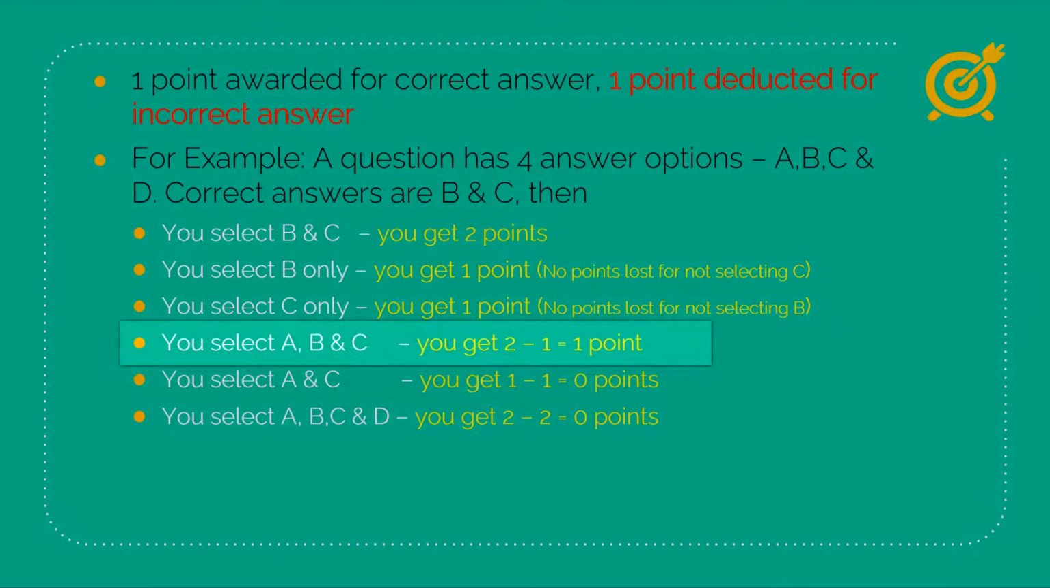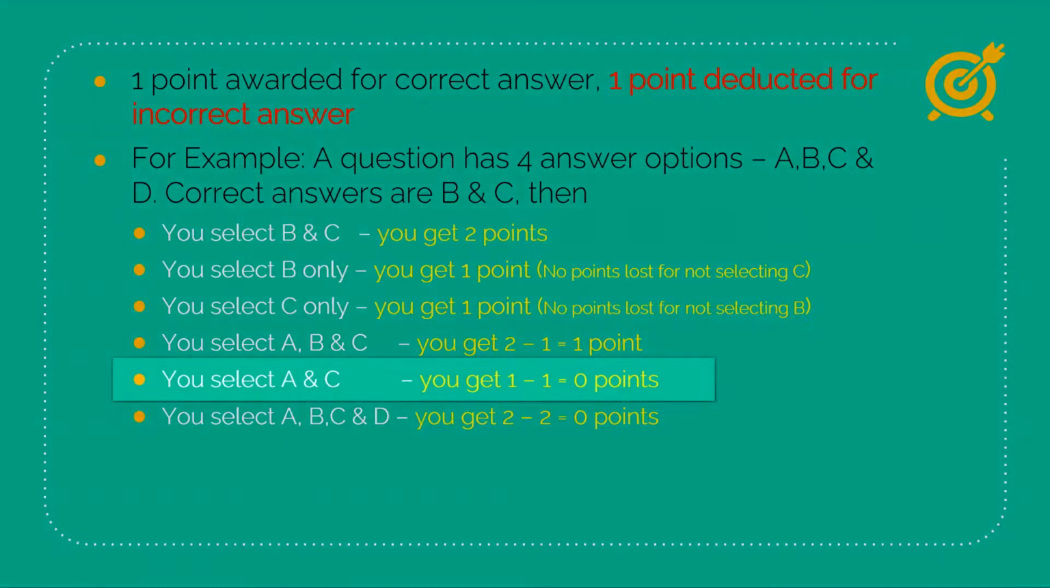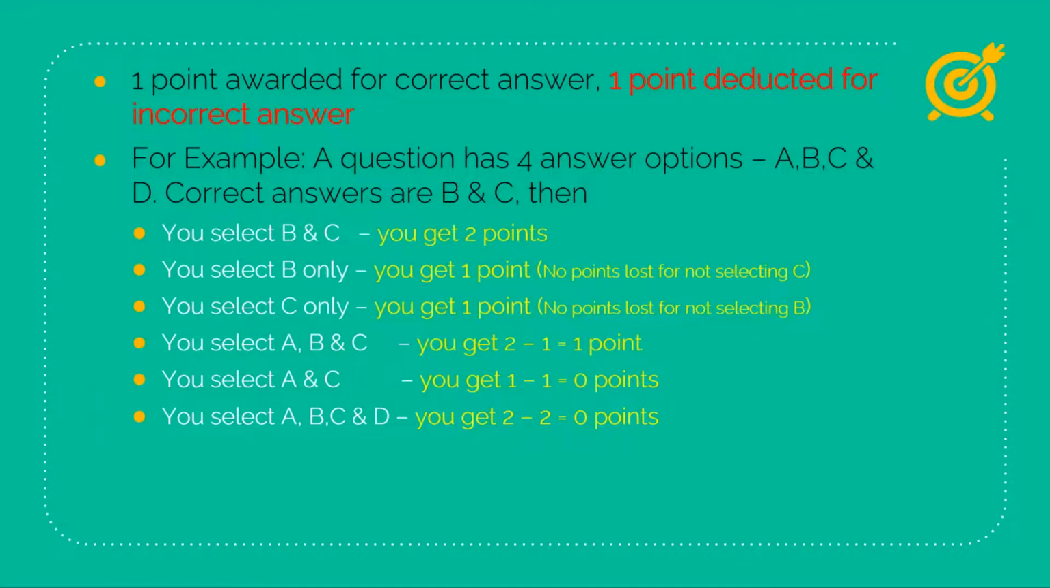If you select A, B and C, you get 2 points for B and C and -1 for A. So 1 point in total. Whereas if you select A and C, 1 correct and 1 incorrect, you get 0. And lastly, if you select all the options, so you get 2 correct points and 2 incorrect, so net balance is 0. The lowest score that you can get is 0, even if you answer all the answers incorrectly.